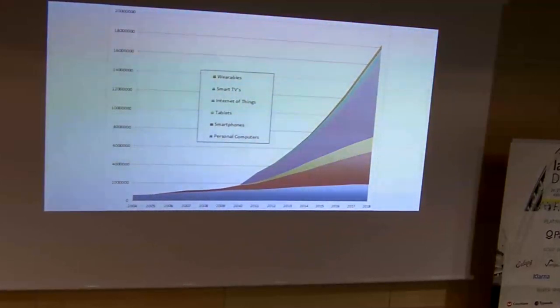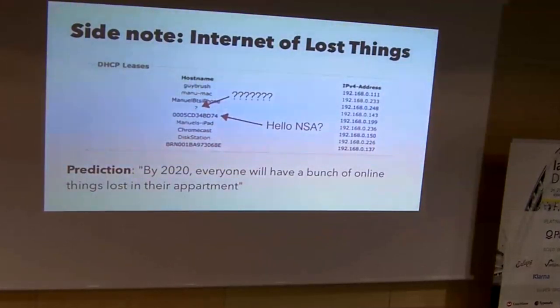On a side note, this is my router at home. And this is an actual host name: a question mark. And then there is another device here. I have no idea what it is. These things come online all the time. When I go offline, they come back. I don't know where they are in my flat. So my prediction, you can quote me on this, is that by 2020, everyone will have a bunch of lost things in their flat that are online and nobody will know what they are. That's one of the side effects of the Internet of Things, I think. It's frustrating to have things in your network and not know where they are, believe me.